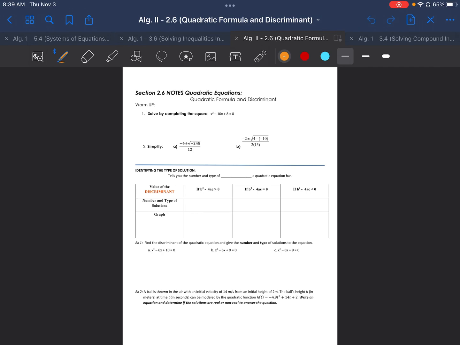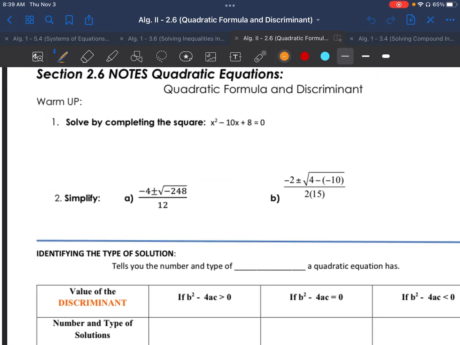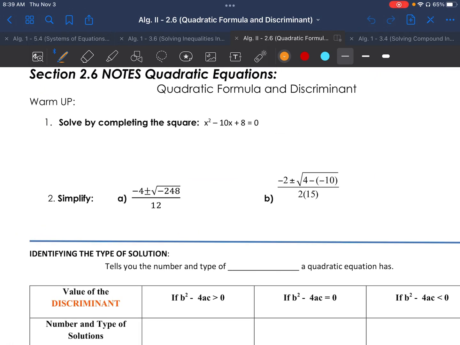Welcome everyone to Algebra 2, Section 2.6, Quadratic Formula and the Discriminant. So let's start with this warm-up. Number 1, solve by completing the square, recapping what we did in Section 2.5.